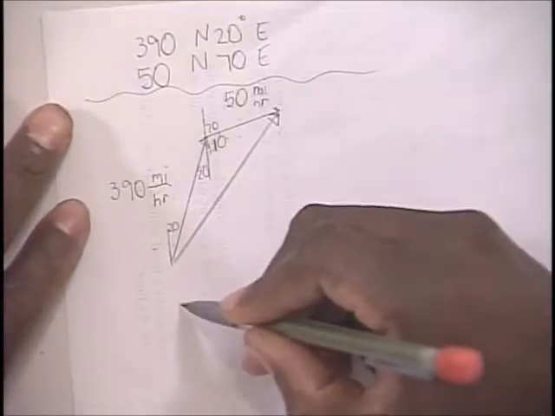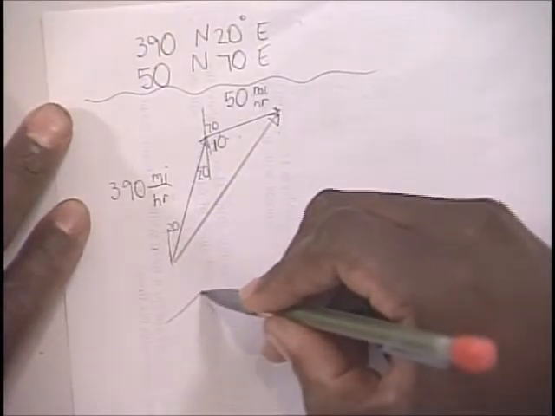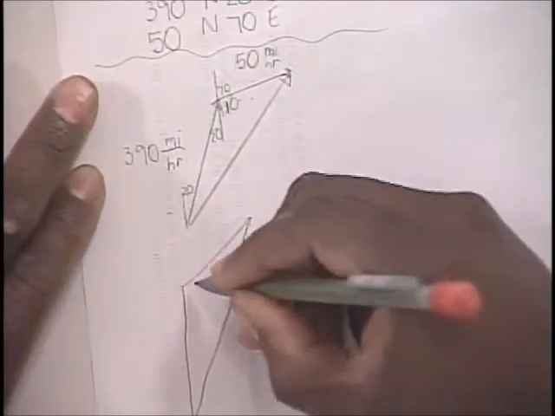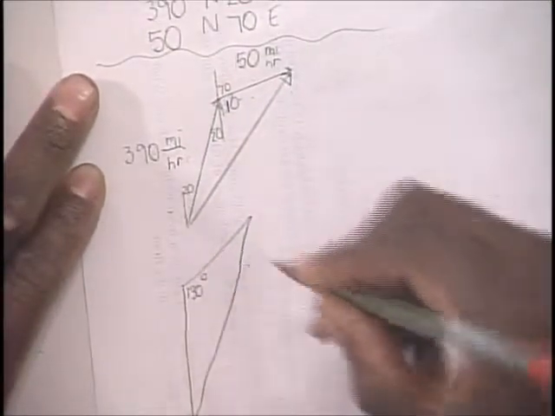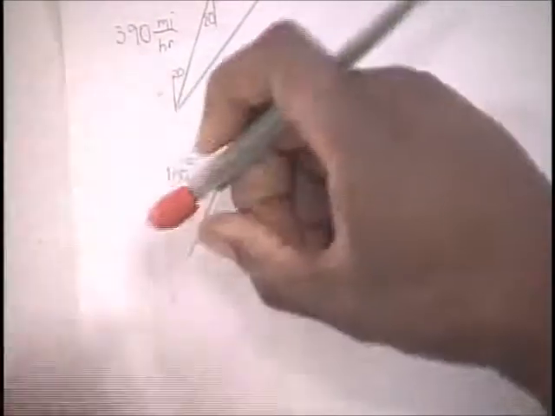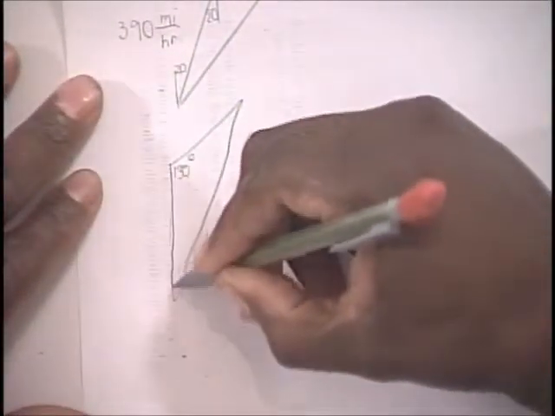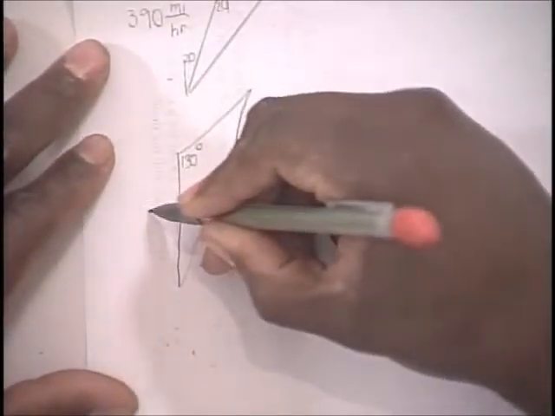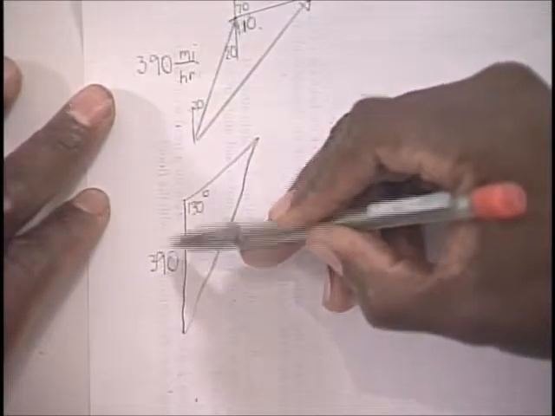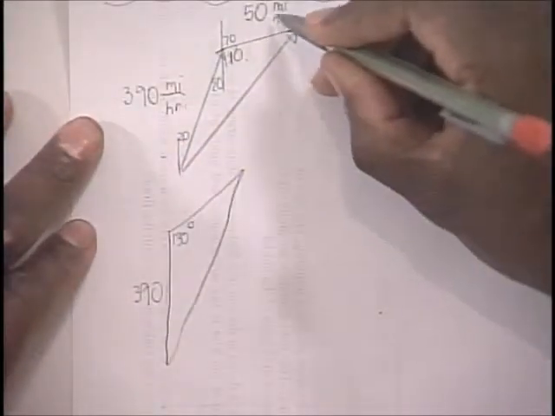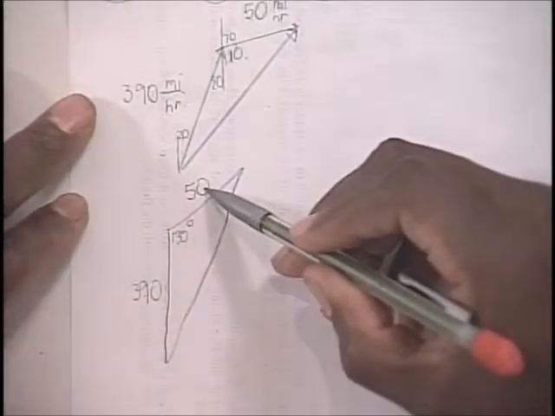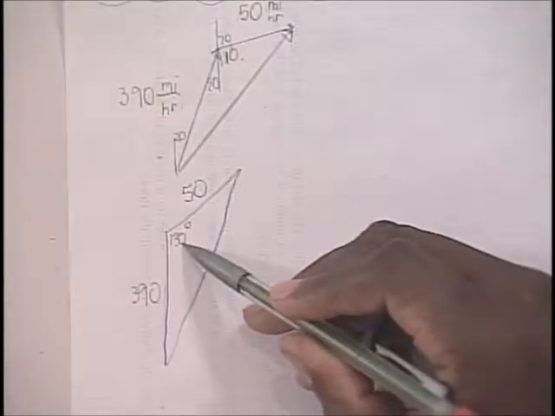So if I redraw this triangle, I'm now working with a 130 degree angle. This side is 390, and I'm getting it from right here. And this side is 50. So that's 390, that's 50, and you have a 130 degree angle.